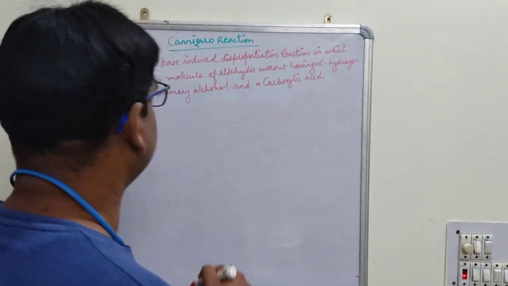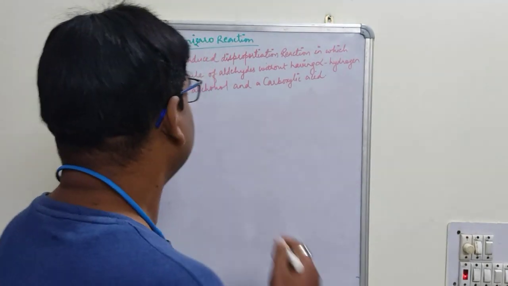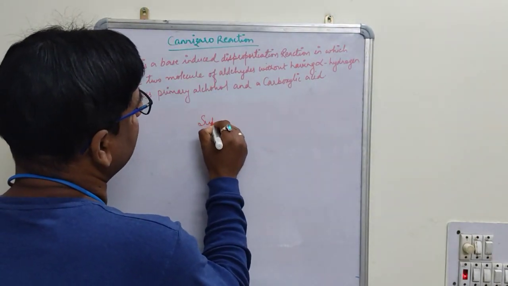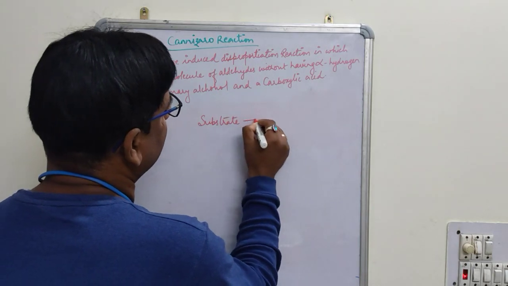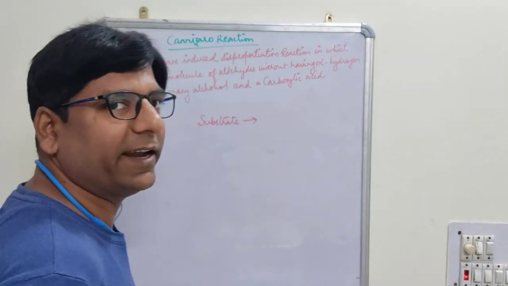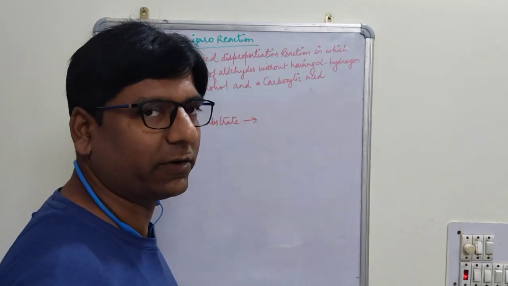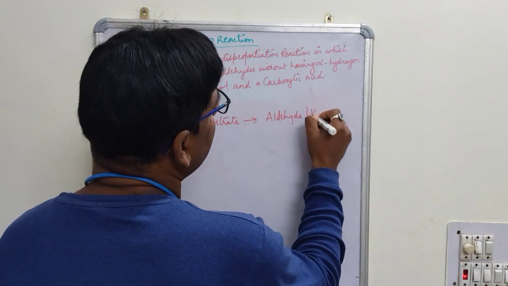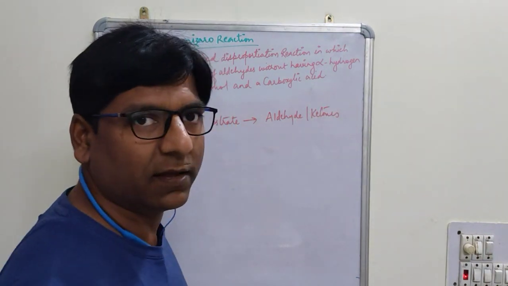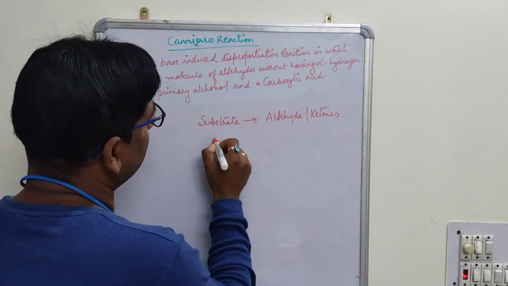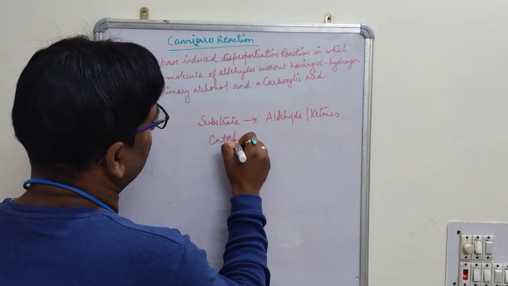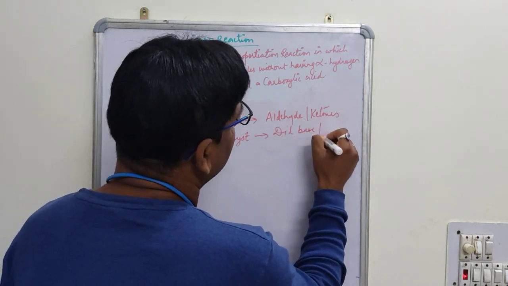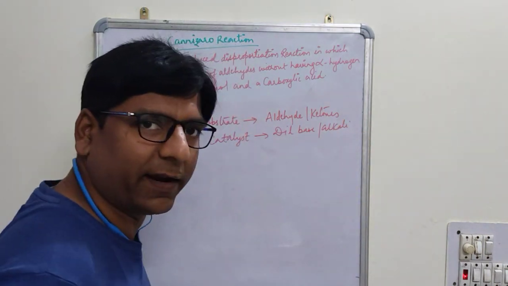So students, I just want to take you back to when we were discussing the aldol condensation, and the substrate we used there. This is for your easy understanding, so you can correlate it with the aldol condensation and see what the difference between the two is. There we used aldehydes or ketones, and as a catalyst we used dilute base or dilute alkali.